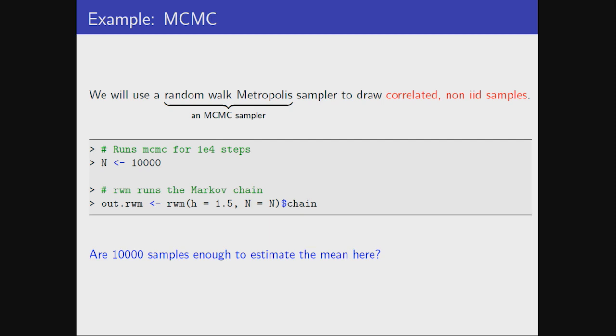This is not in the package. This is just me trying to demonstrate the function of the package. And that object is now stored in out.rwm. The question is, how did I choose this 10,000? Are these 10,000 samples going to be enough? That's the question I'm going to answer using MCMCse. Are the 10,000 samples going to be enough for this problem?